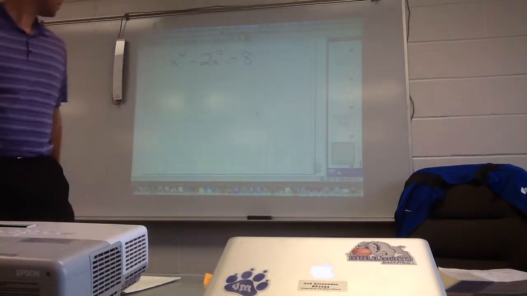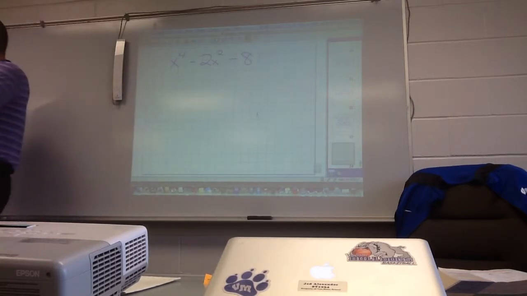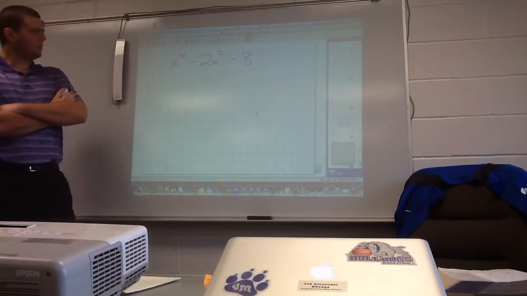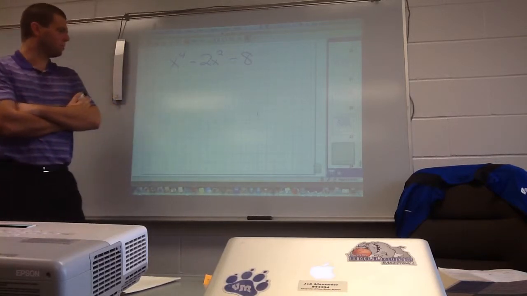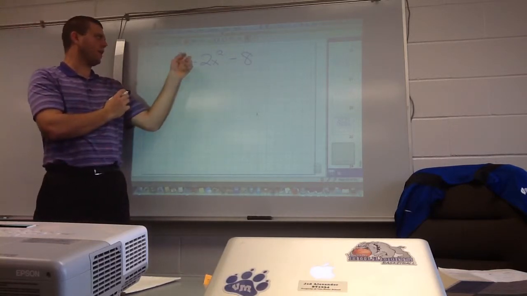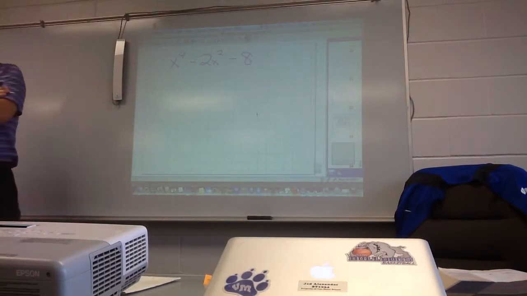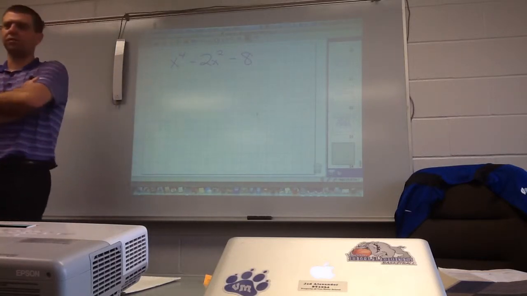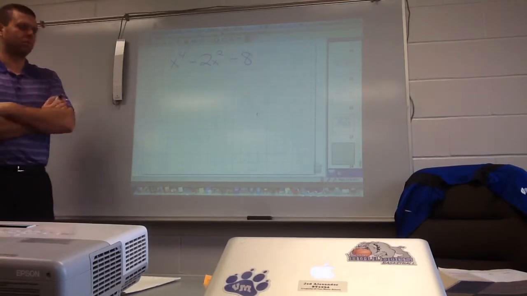Try this one. x to the 4th minus 2x squared minus 8. Do I have a greatest common factor this time? Nope. This one probably looks similar to ones that you've had before, but you've never had powers of 4 on it. You've had like x squared minus 2x minus 8, but never x to the 4th. The nice thing is, you can do it just like you did those.